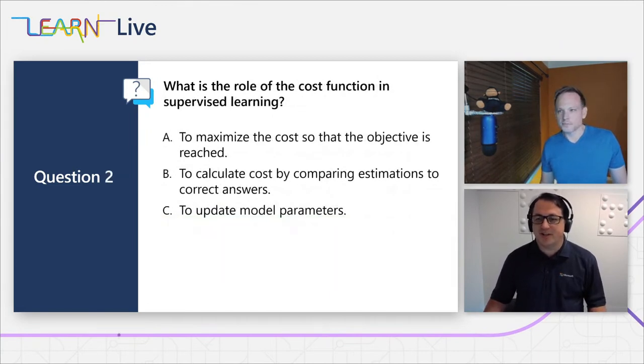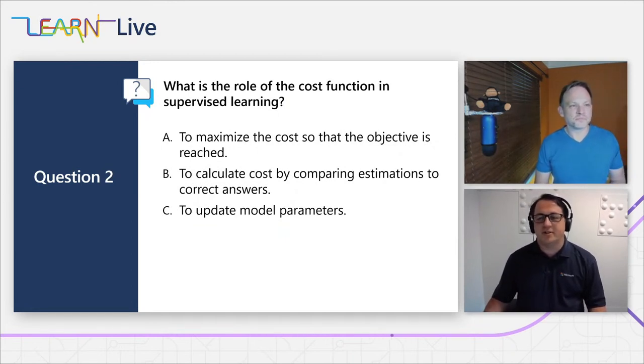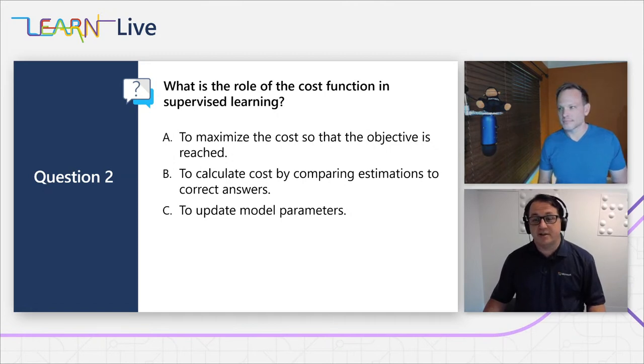All right, moving on to question two. What is the role of the cost function in supervised learning? Is it A, to maximize the cost so the objective is reached? B, to calculate cost by comparing estimates to the correct answers? Or C, to update model parameters?